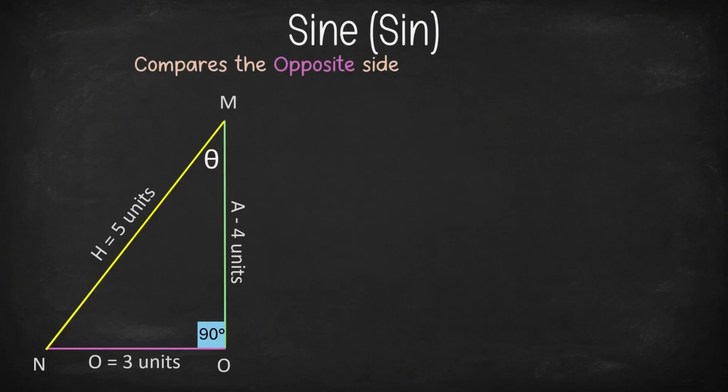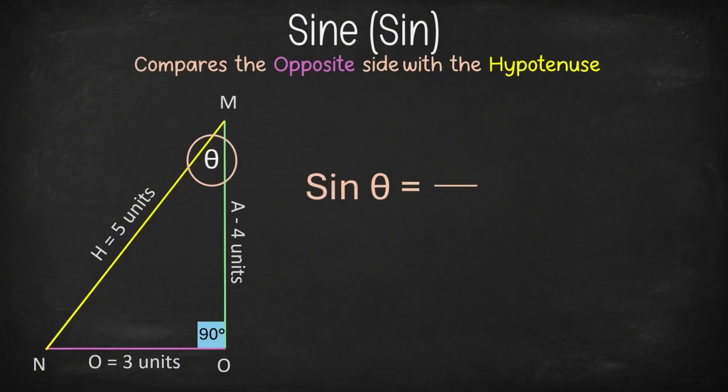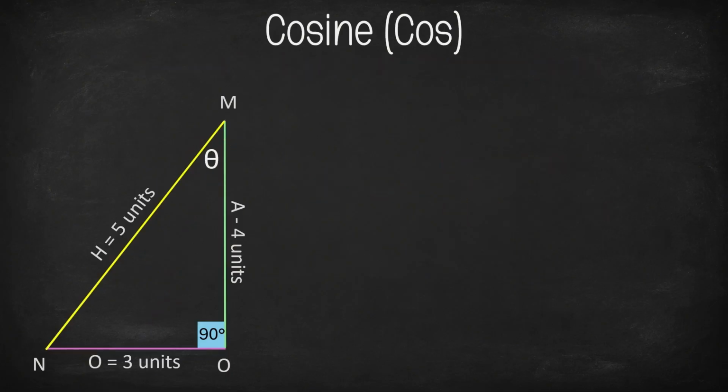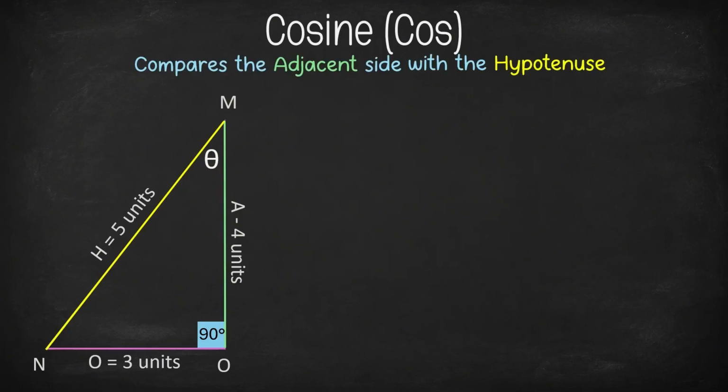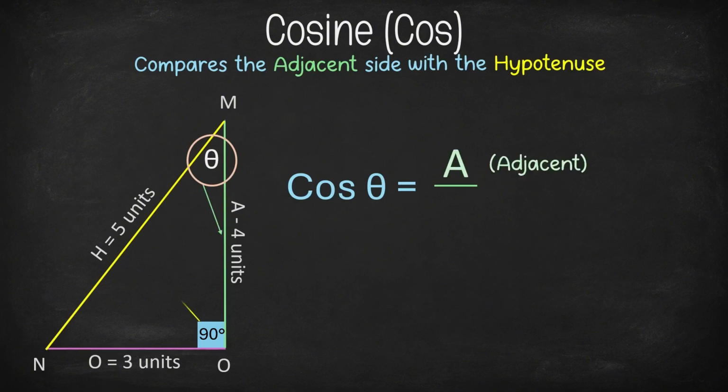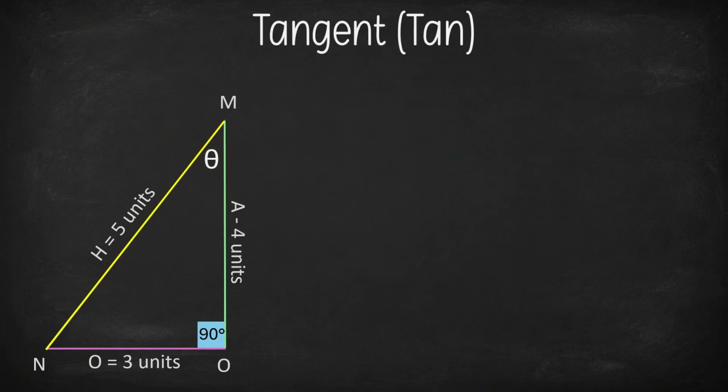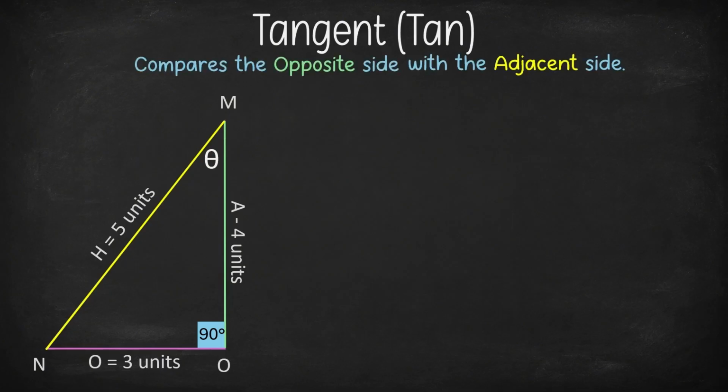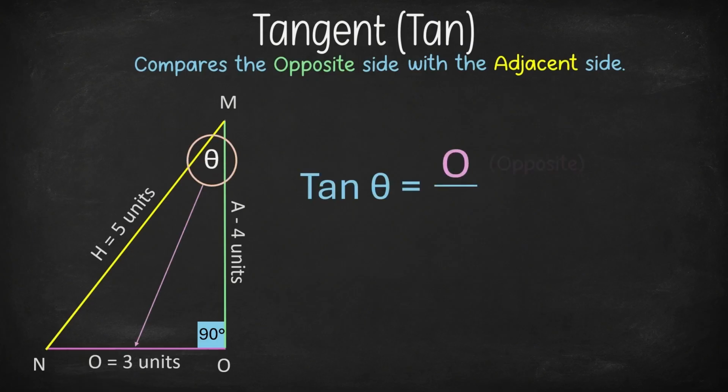Let's have a look at sine. Sine compares the opposite side with the hypotenuse. So if we have the sine of theta, we write it as the opposite over the hypotenuse. Let's have a look at cosine. Cosine compares the adjacent side with the hypotenuse. That means if we write cos theta, we will write it as adjacent over the hypotenuse. And let's also look at tangent. Tangent compares the opposite side with the adjacent side. So the tan of theta can be written as the opposite over the adjacent side.